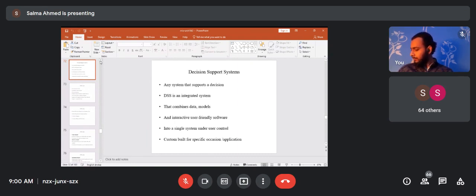That's one component. Then we make use of certain models. They could be pricing models. They could be models for advertising as to what the advertising budget should be.